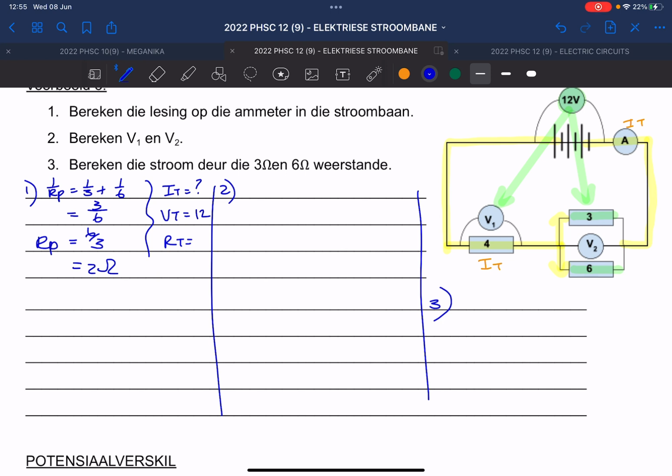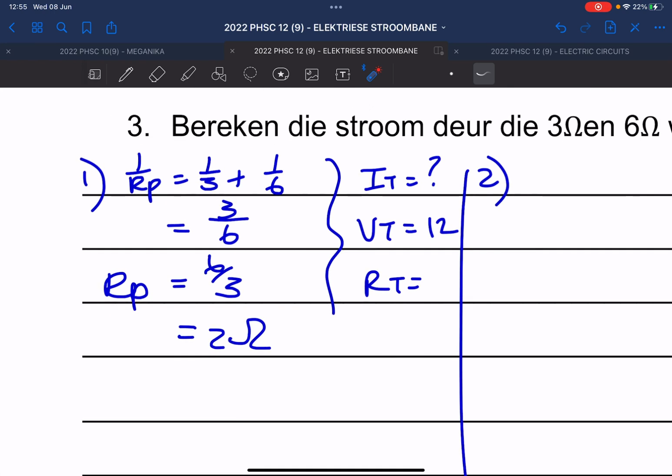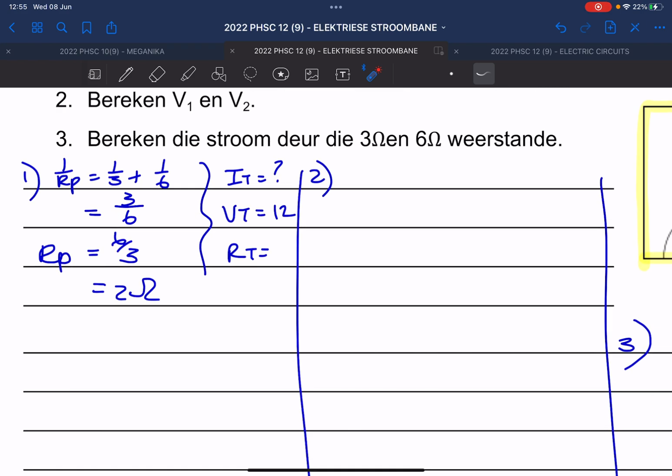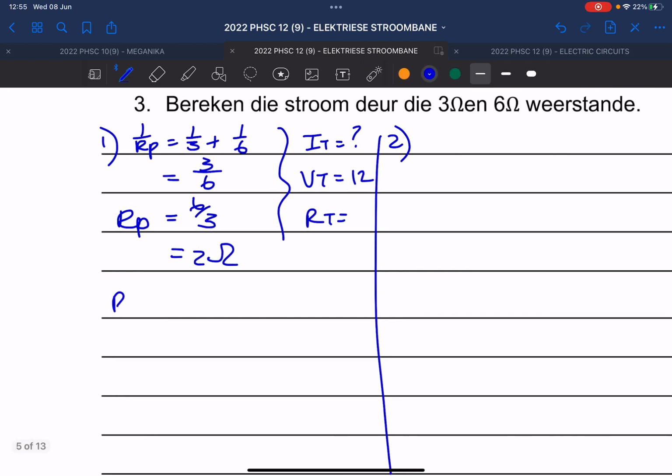Okay. Hoe weet jy is min of meer op die regte pad? Daai 2 ohms is kleiner as 3 ohms. Ja. Okay, but remember that is not a total resistance just yet, because that is only our resistance in parallel. We must still add that one in series. So die totale weerstand gaan wees 2 plus 4 gee vir jou 6 ohm.